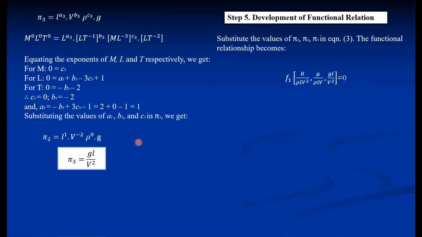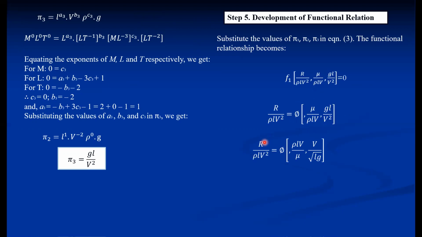Pardon me, here it is L square. So F1 is a function of R upon rho L square V square, comma mu upon rho LV, and GL upon V square. These parameters, we can rearrange. So rho upon L square V square is a function of mu upon rho LV, or GL upon V square. The same expression can be written in different ways.